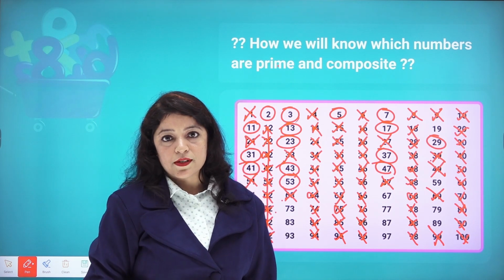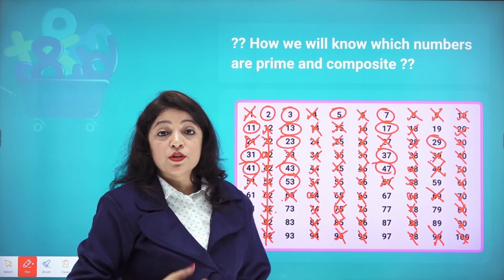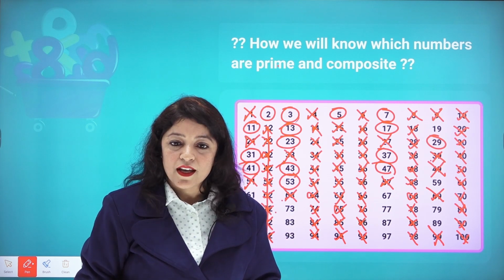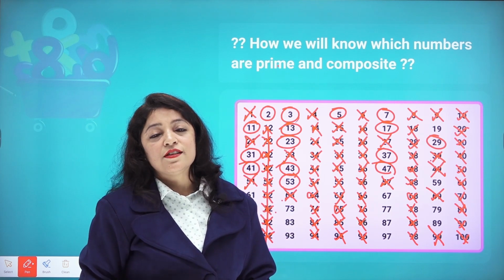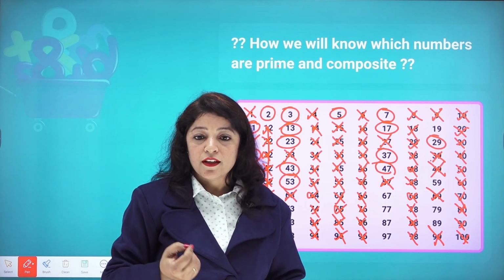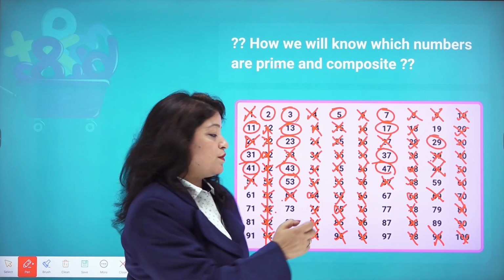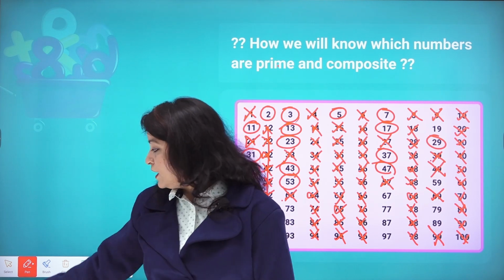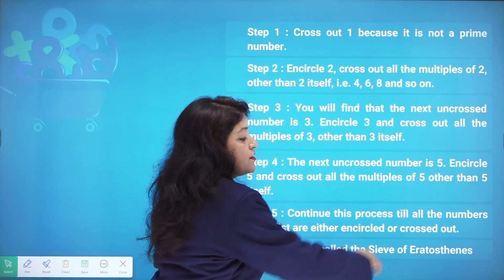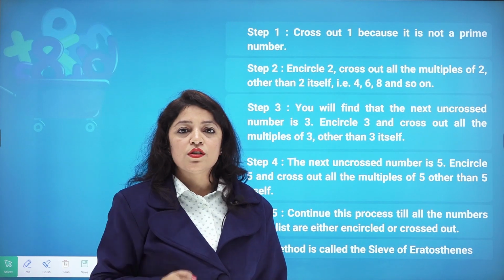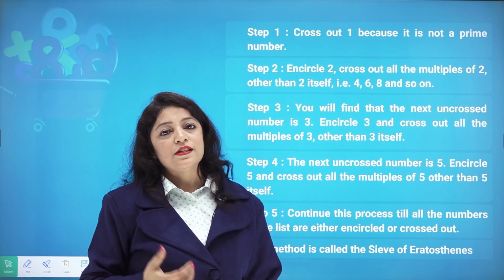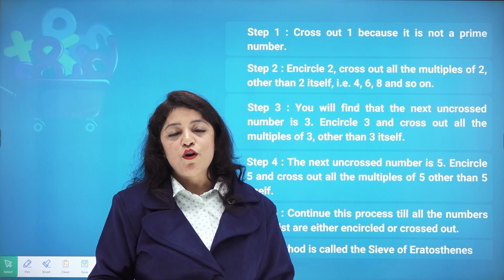There was a scientist named Eratosthenes, and on his name this is called the sieve of Eratosthenes. It was like a sieve, which we call chhalni in Hindi, right? In this method, when we cross and circle the numbers, you'll find it works in the manner of a sieve. That is why this complete method is called the sieve of Eratosthenes.